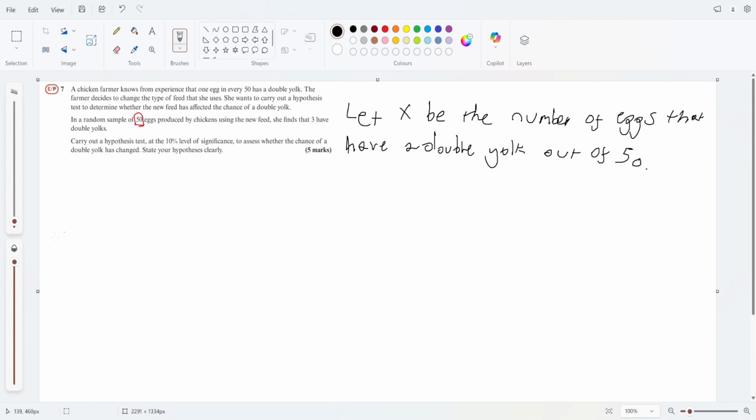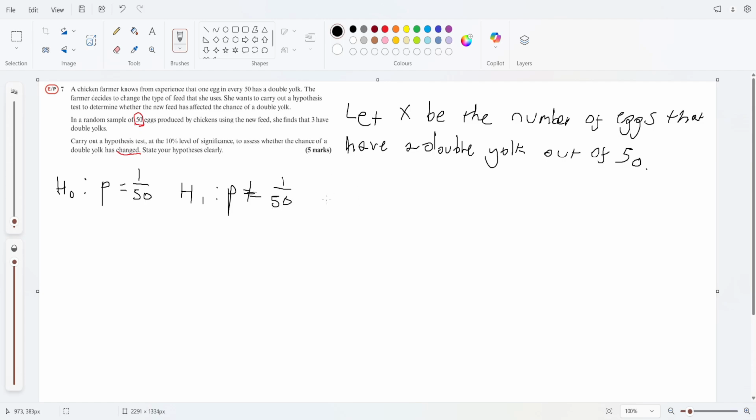So next I'm going to move on to the actual hypothesis. I'm going to set up the null hypothesis, which is 1 egg in every 50, so the probability is 1 over 50. The alternate hypothesis is going to be p is not equal to 1 over 50 because it says it's changed. And if it said it was higher, then you'd put a greater than symbol there. If it was lower, then you'd put a less than symbol there. But because it's changed, I'm just going to do probability is not equal to 1 over 50.